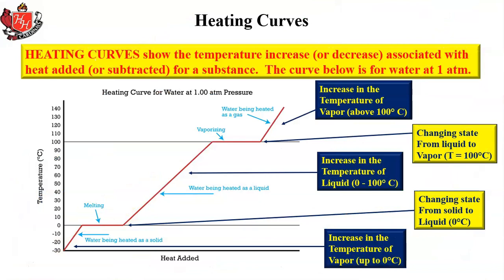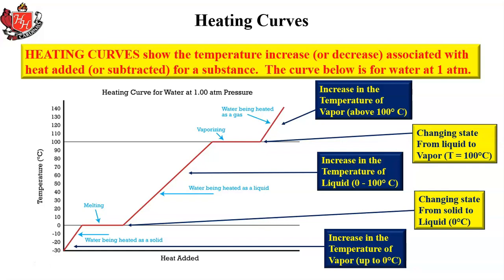Okay, heating curves. Heating curves show the temperature increase or decrease associated with heat added or subtracted for a substance. The curve below is for water at 1 atmosphere. So let's take a look at what that's saying. Let's start at the bottom. We're going to do this problem. It's about the only numeric problem here.